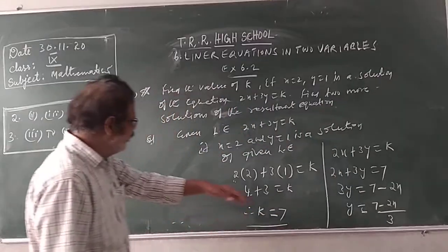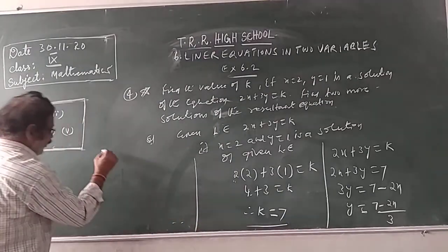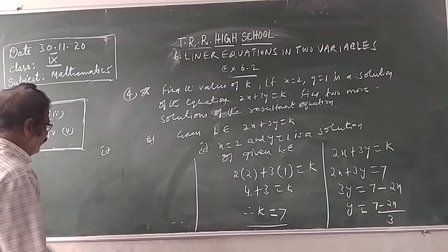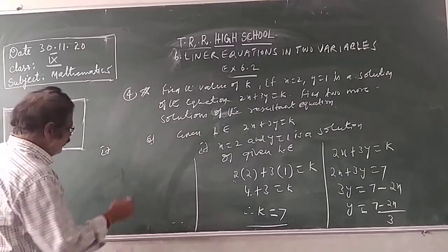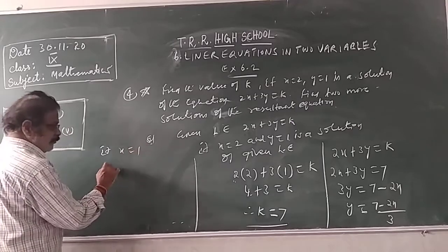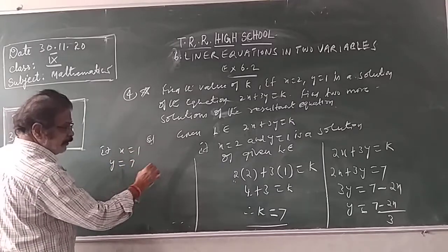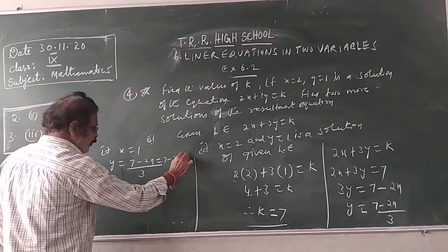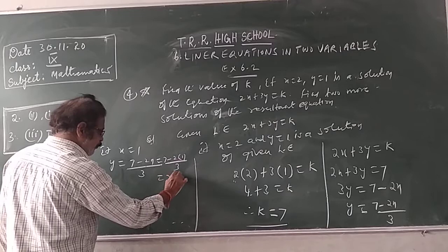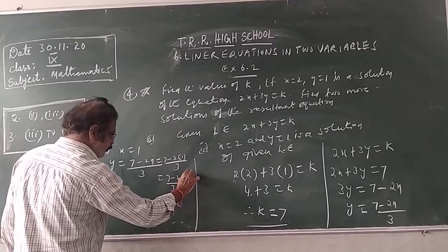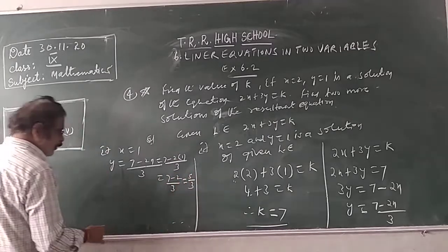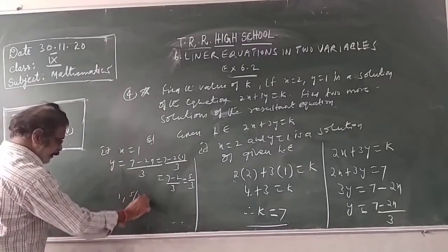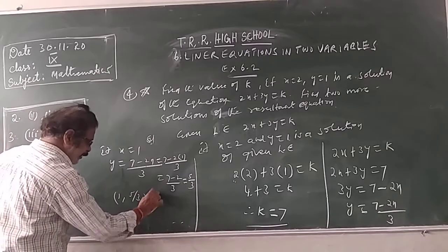Now take x values, you will get the y values. Here I am doing. If I take x is equal to 1, y is equal to 7 minus 2x by 3. Substitute in this: 7 minus 2 into x value 1 by 3. 2 into 1 is 2. 7 minus 2 is 5 by 3. So if x is equal to 1, y is equal to 5 by 3. So (1, 5/3) is a solution.